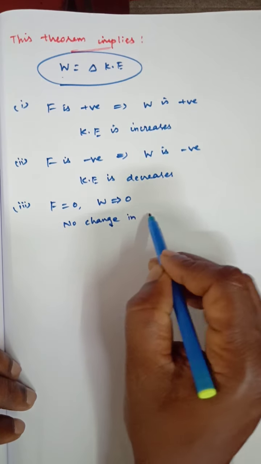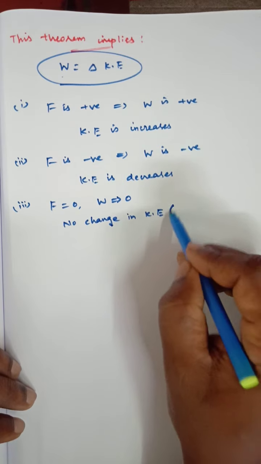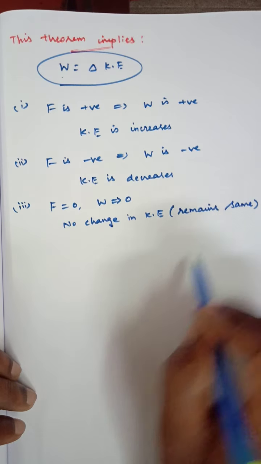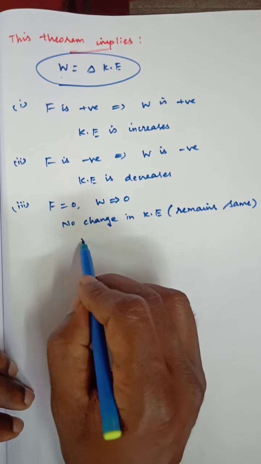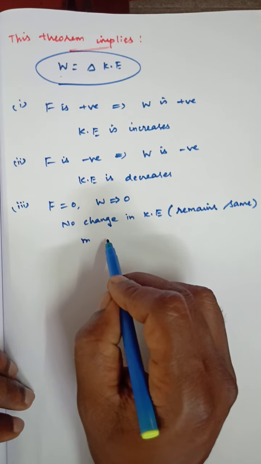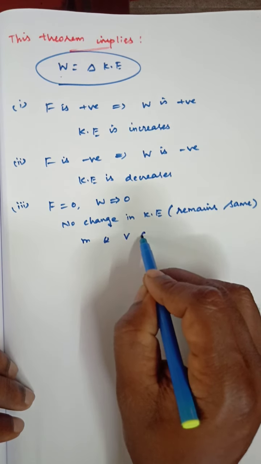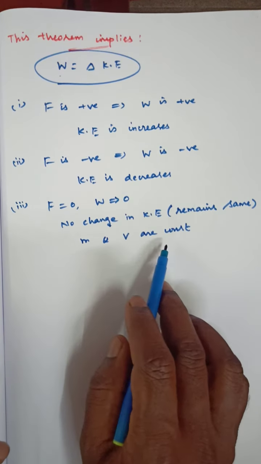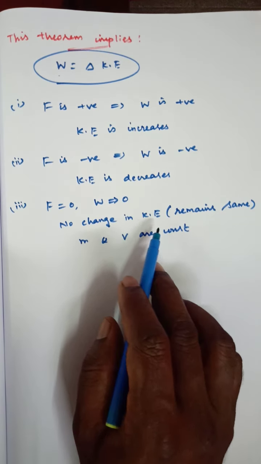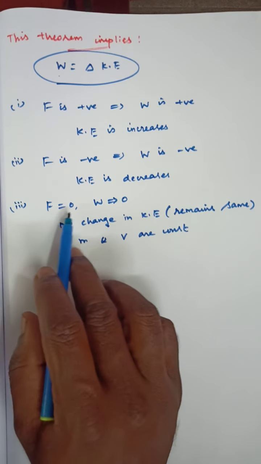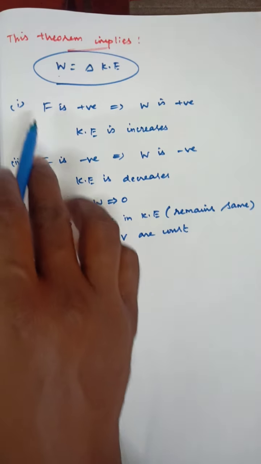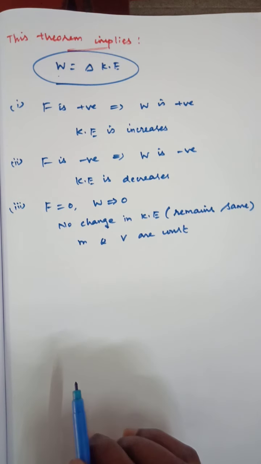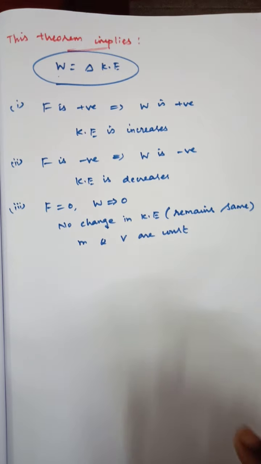No change in kinetic energy, which means it remains in the same position. In this condition, m, the mass of the object, and its v are constant. So both mass and velocity are constant, which means there is no change in kinetic energy. If F is equal to 0, then W is also 0. So these three are the implications of this theorem. You write the entire derivation with these three implications, then only you get the full marks.